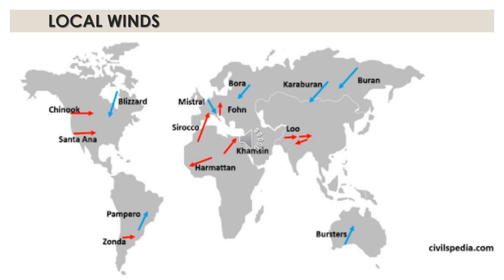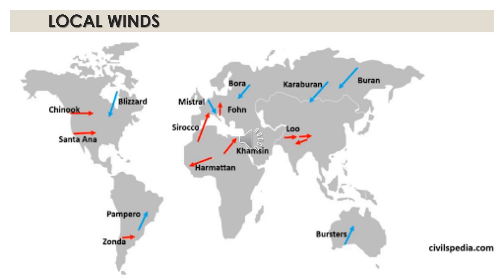Then the last one, local winds. Local winds are winds that blow only in a particular locality for a short period of time. The effects of these winds are experienced only in that particular area, such as land and sea breeze, and mountain and valley breeze. They are mostly seasonal and have local names.